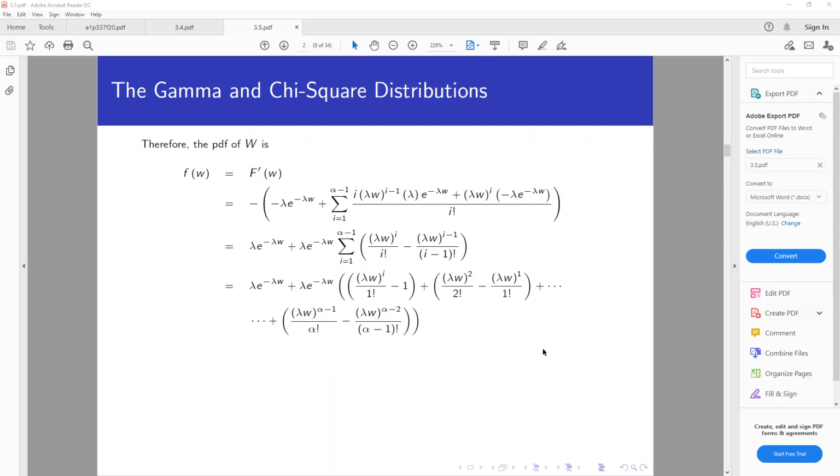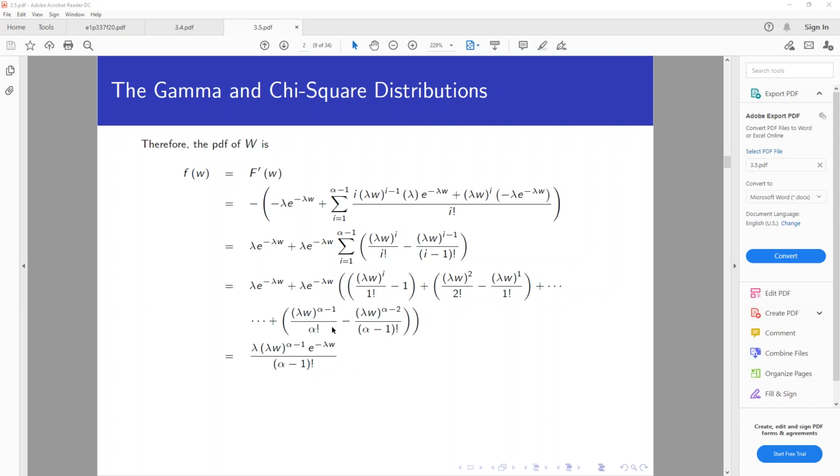Okay, just writing out the sum and start plugging in things for i, we notice that we get some cancellation, right? This term matches with this term, will match with one that's over here, and so on down the line. We're going to get things that cancel. We're going to get this telescoping sum idea again. The only thing that's going to survive are the minus 1 here and this lambda w to the alpha minus 1 over alpha factorial.